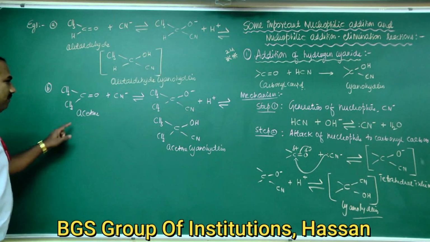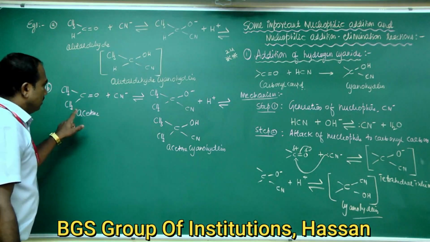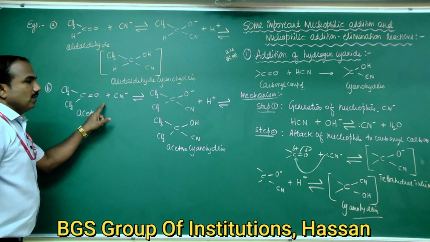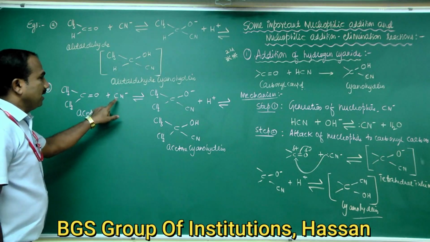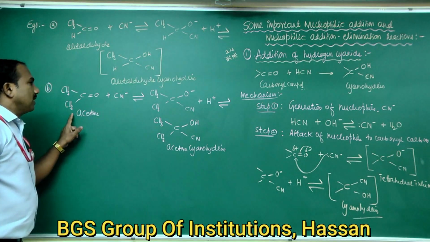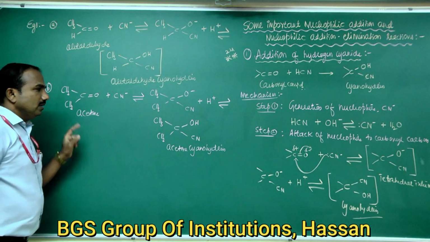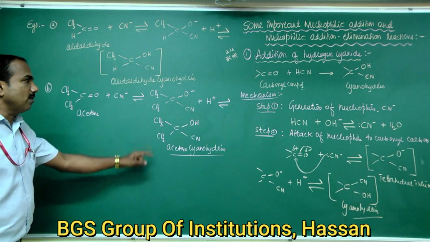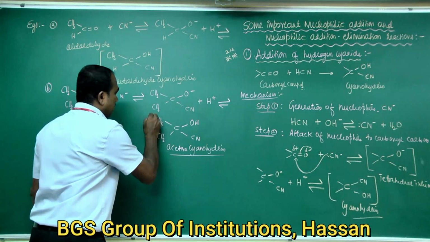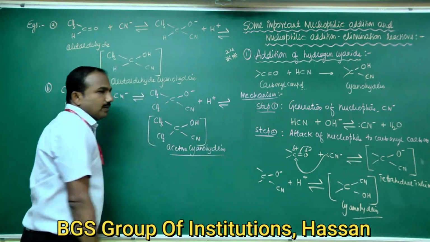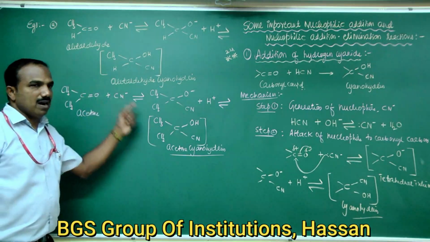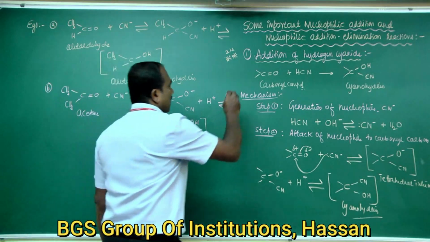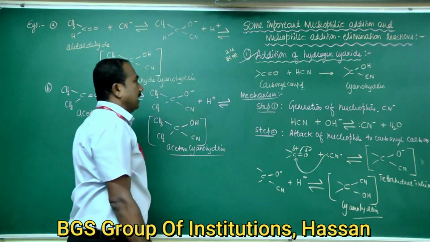If it is asked in the examination, acetone plus hydrogen cyanide, what is the product formed when hydrogen cyanide combines with acetone? You should write acetone cyanohydrin. This is the complex formula, called acetone cyanohydrin. Take one example each for aldehydes and ketones. So that's about addition of hydrogen cyanide.